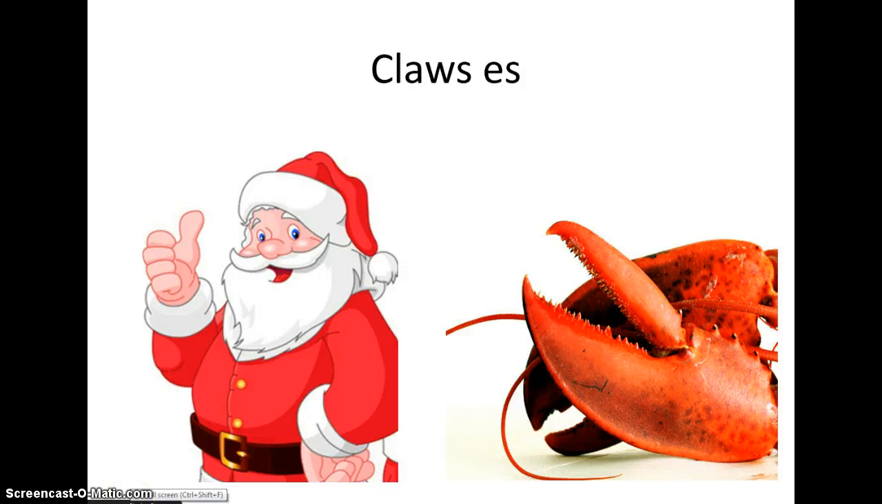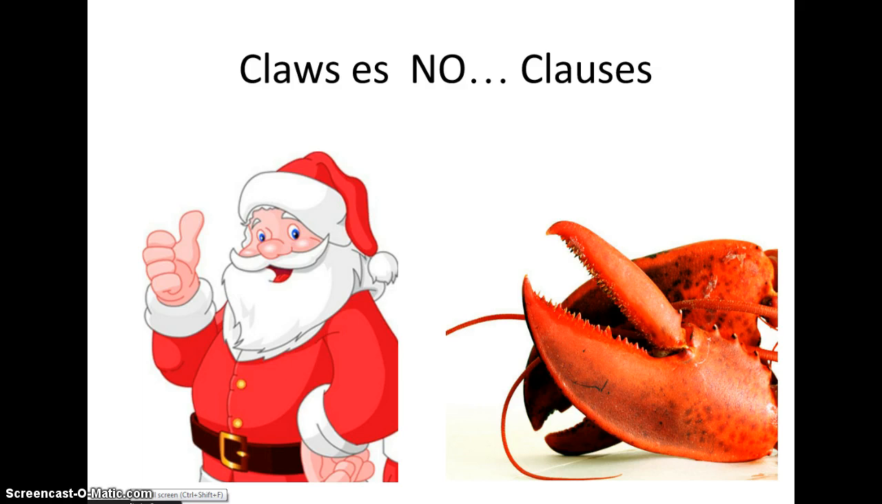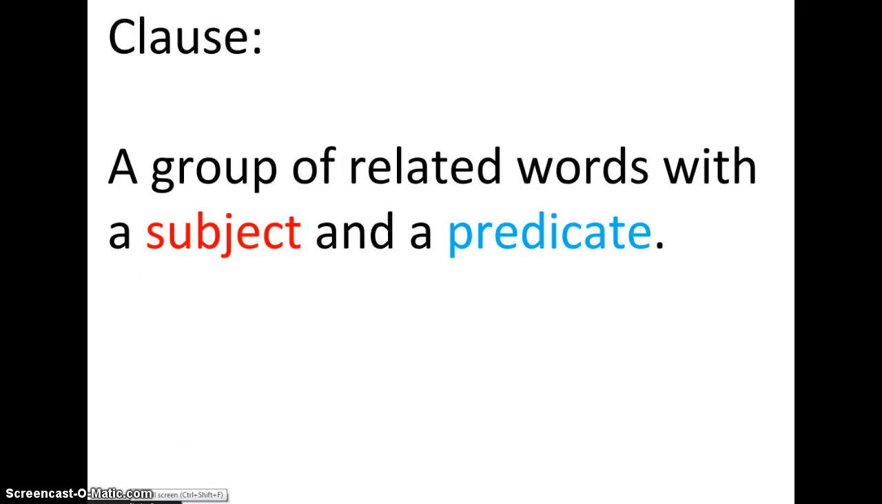Clauses. No, wait, that's not right. Clauses. A clause is a group of related words with a subject and a predicate. But what is a subject and a predicate?